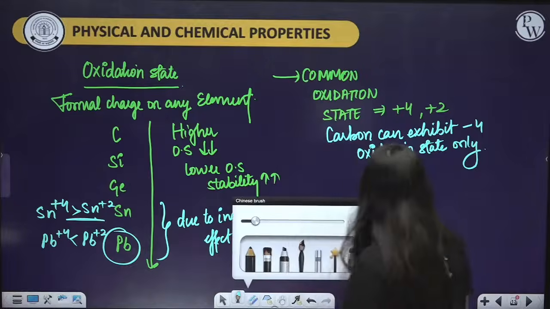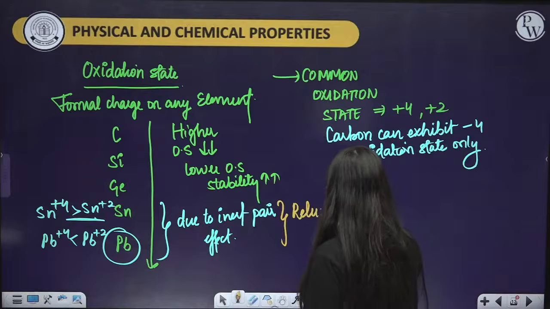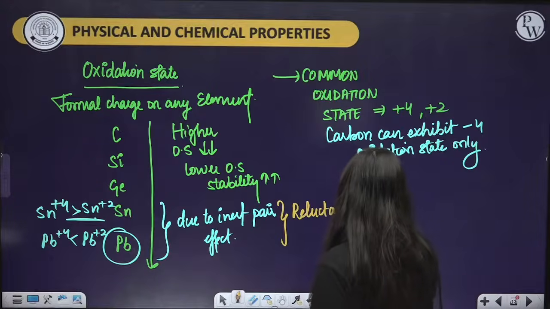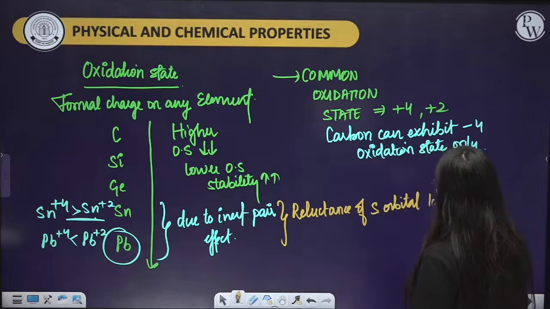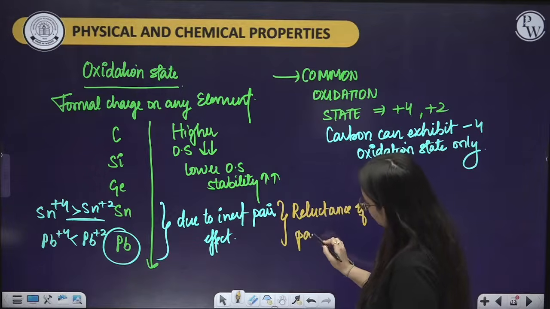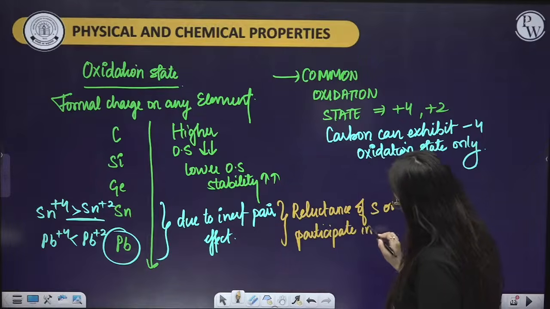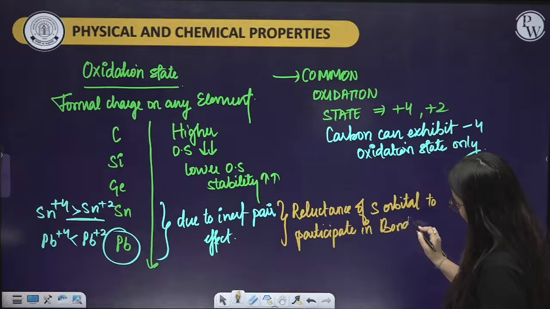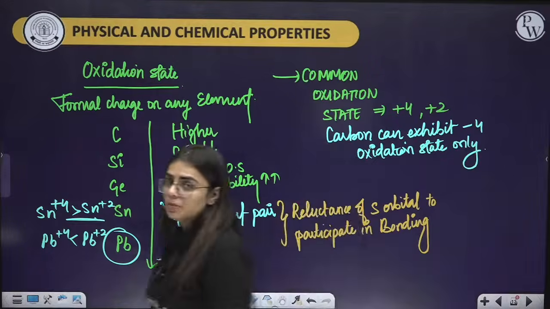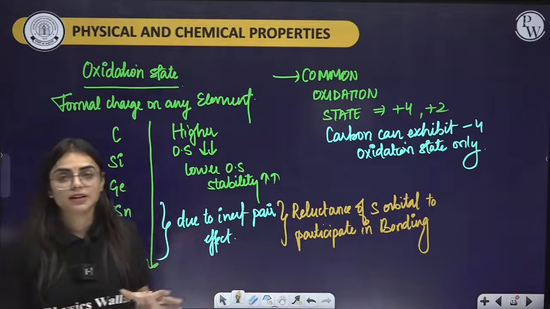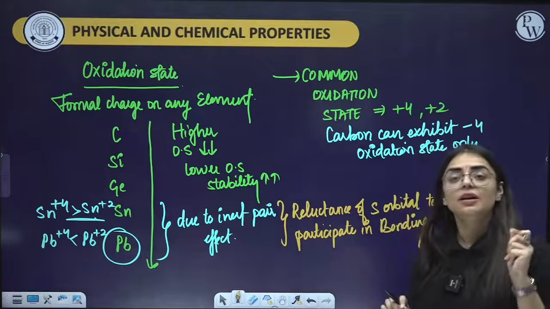Now, what is an inert pair effect, if you want to write down? This is reluctance of s orbital to participate in bonding. Reluctance of s orbital to participate in bonding, that they are no longer participating in bonding, and hence only the oxidation state will come out to be 2 for that case.